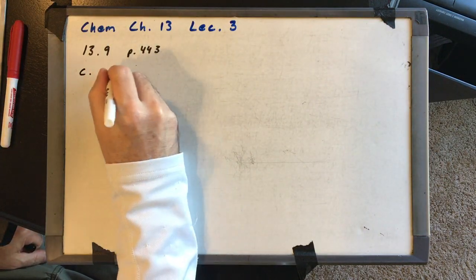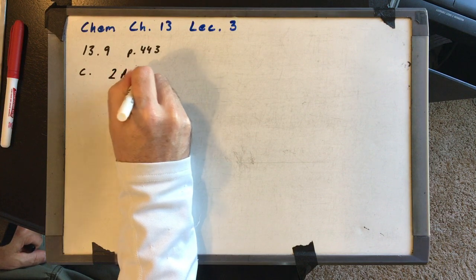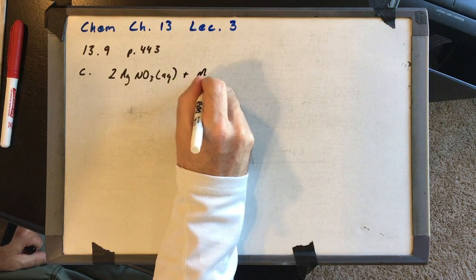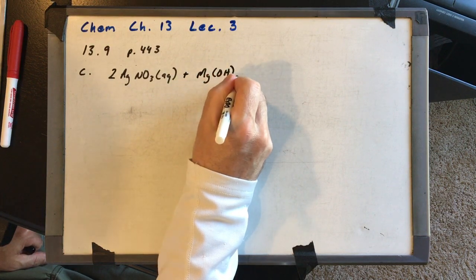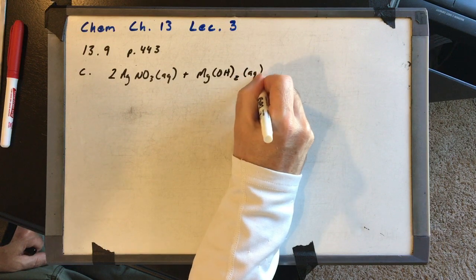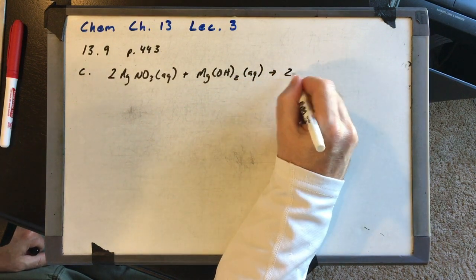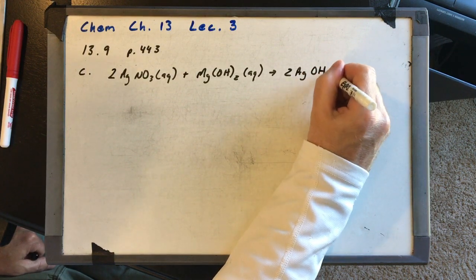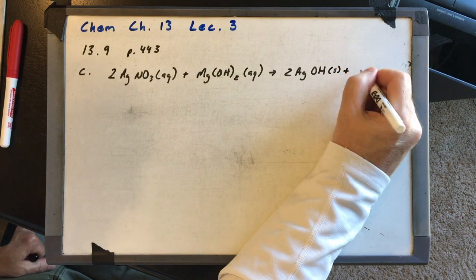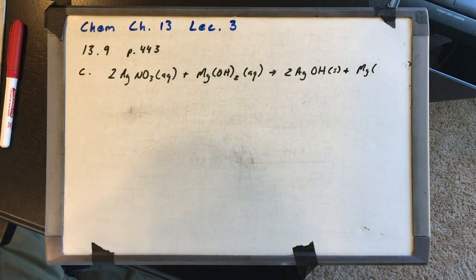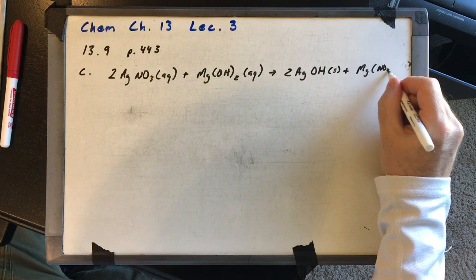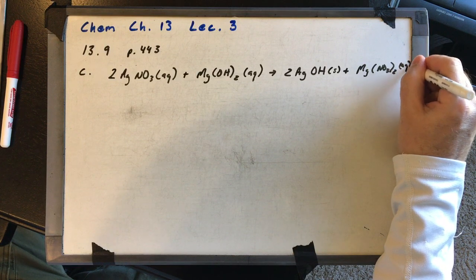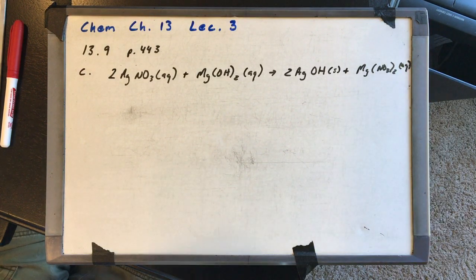Okay, the reaction part C: 2AgNO3 aqueous plus MgOH2, which is aqueous, makes 2AgOH, which is a solid, plus MgNO3, and that phase is aqueous, AQ. All right, hard to see that.